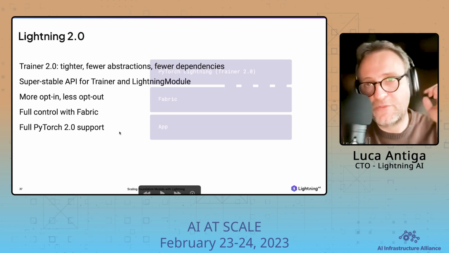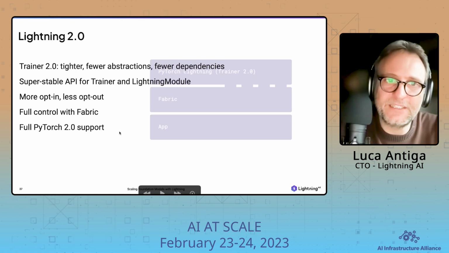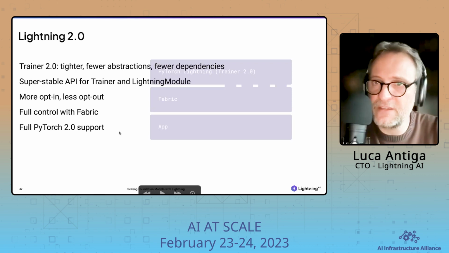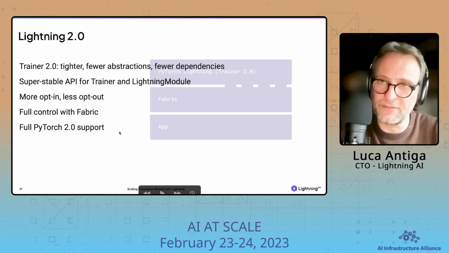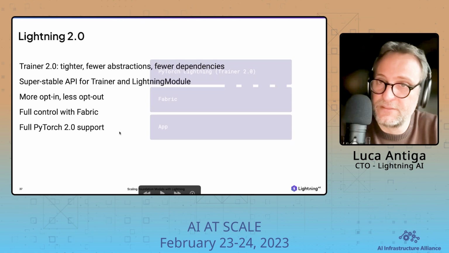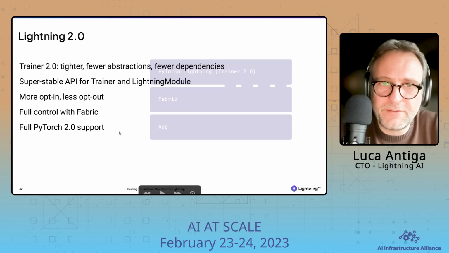So we're removing quite a few dependencies. We're tightening up the abstractions. And thanks to Fabric being there, we're also removing certain functionalities that were complicating the trainer itself. So you will see with Trainer 2.0 a tighter trainer, easier to work with, easier to inspect. We're also making the API for the trainer and Lightning module as stable as possible.